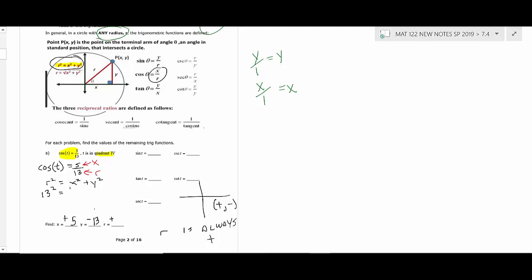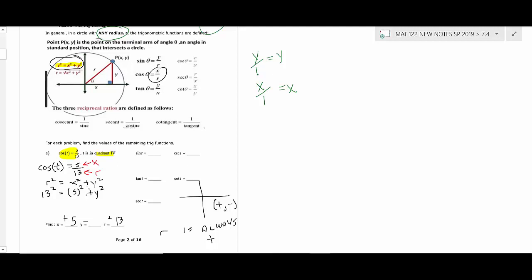I put stuff in the wrong place is what I did. So we know x is 5 squared. Well, we've got to find y. Okay, I need to slow down and be careful of what I'm doing here. So we've got plus y squared. Okay, so r is equal to 13. Now y is going to be a negative value because we're in quadrant 4.